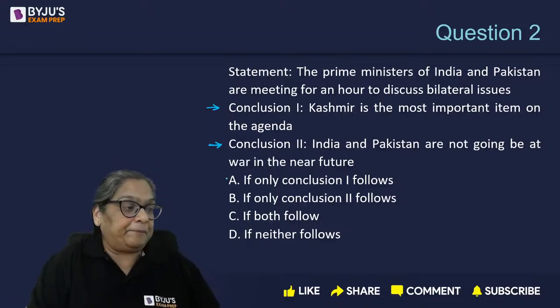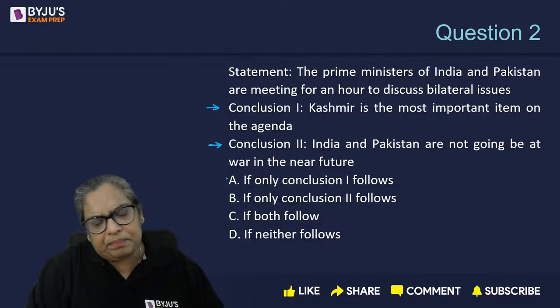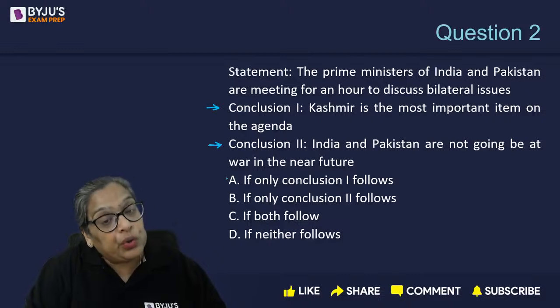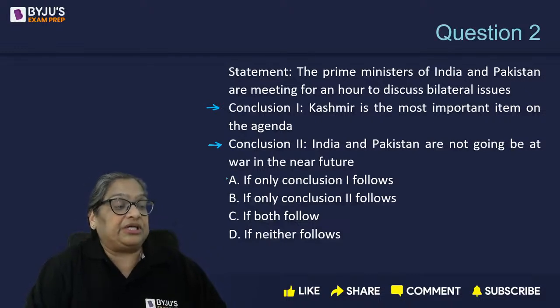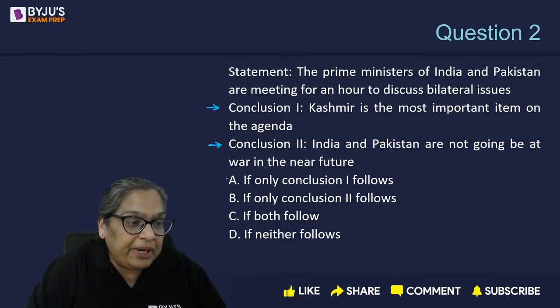Answer quickly. A, B, C, or D. Don't worry if you get your answer wrong. It's okay. What do you think is the correct conclusion? That's all. Give me A, B, C, or D. Quickly. The moment I see my first answer, I will discuss.